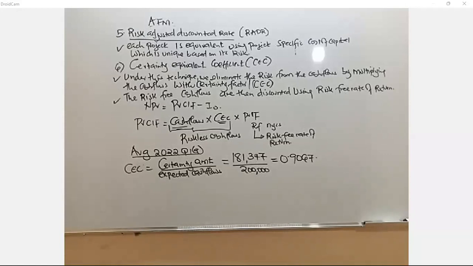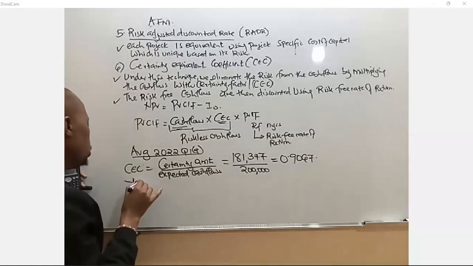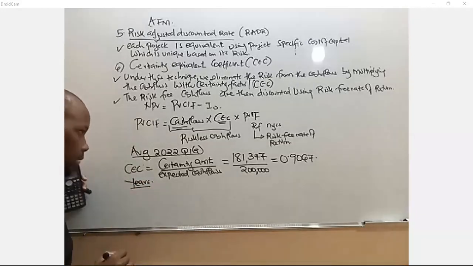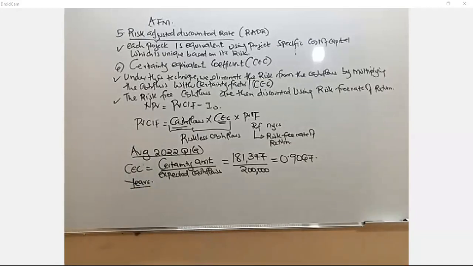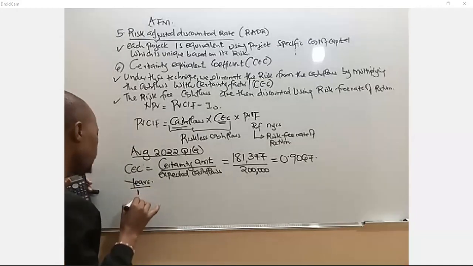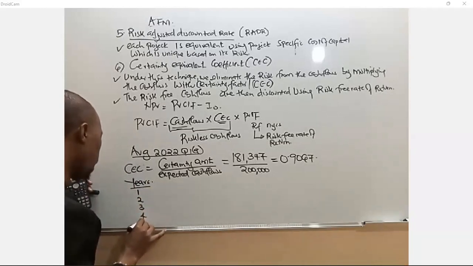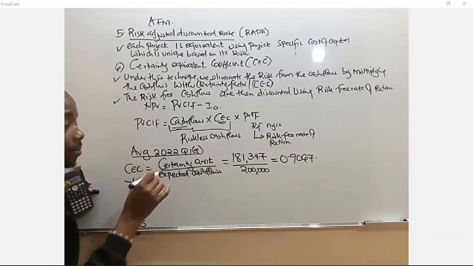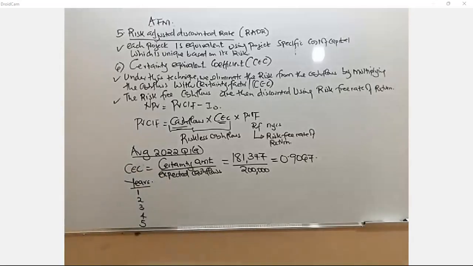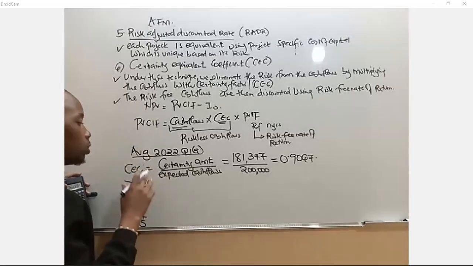But when I look at the question where it started, we are told the project requires an initial investment of 500,000, but it is expected to generate cash inflows of 200,000 per annum for the next 5 years. So what am I supposed to be doing? You normally take the number of years and look for your discount factors, correct? So remember we have 5 years: 1, 2, 3, 4, and year 5. Then we have our CEC, which we have to incorporate each year, so it's like you are doing compounding.